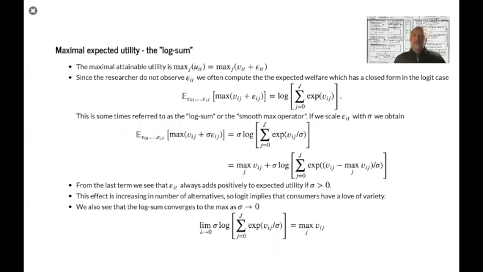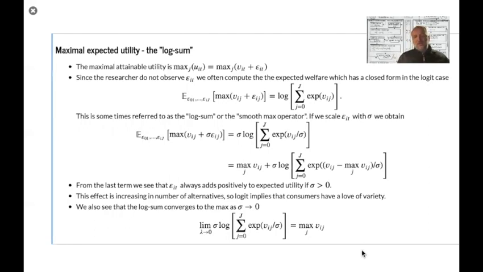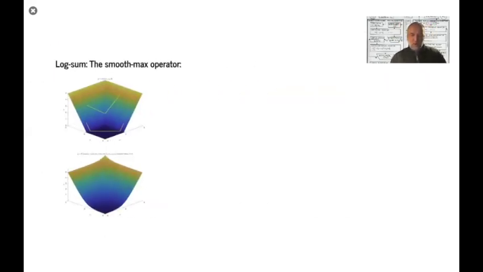So that gives consumers a lot of variety in some sense. The more alternatives, the higher the chance that for idiosyncratic reasons you get a good utility shock. Sometimes you need to bear that in mind when you interpret models, especially with many alternatives.